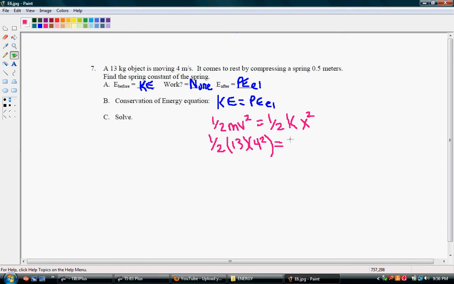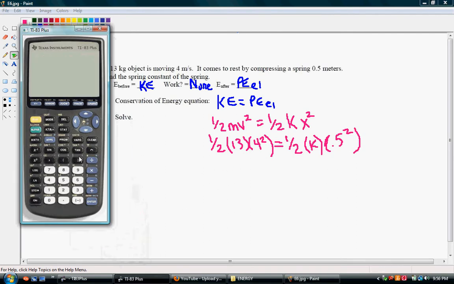Guys, don't forget that. And then we have 1/2 K, which is what we're trying to solve for, times our x squared. And it was compressing a spring 0.5 meters. So this is 0.5 squared. Alright. So now we're going to multiply all of our work out. So we're going to take out our trusty calculator and do 1/2, which is the same as 0.5, times 13, times 4 squared. And we get 104 on this left side.